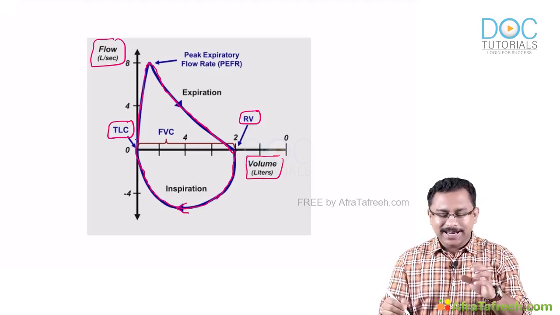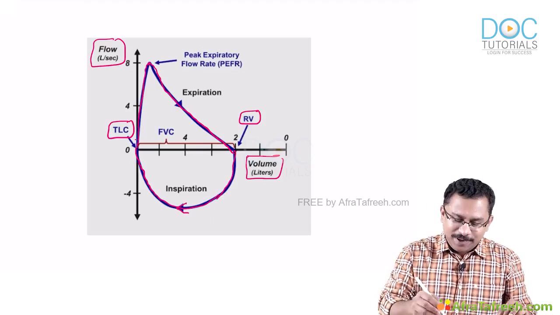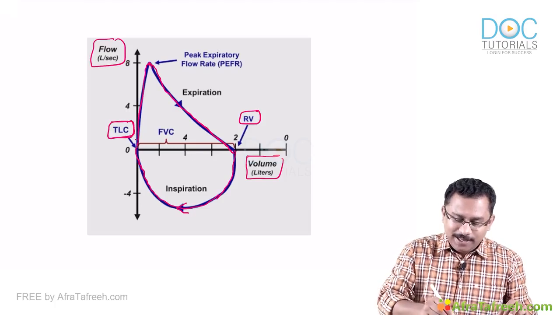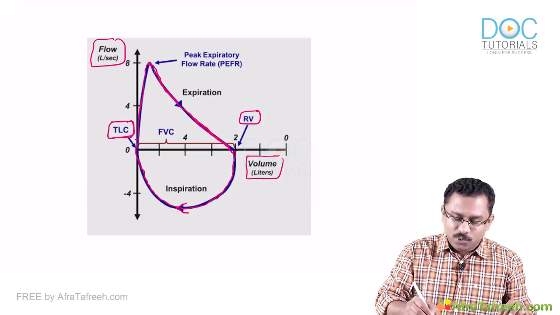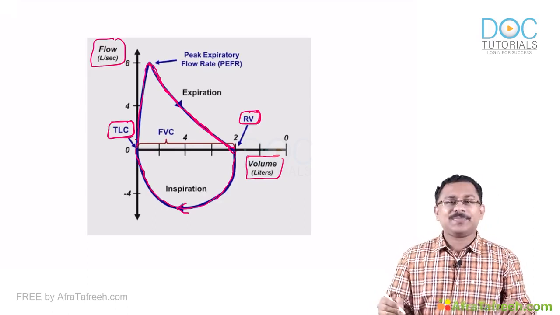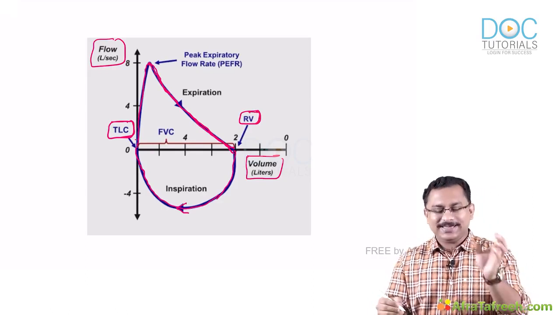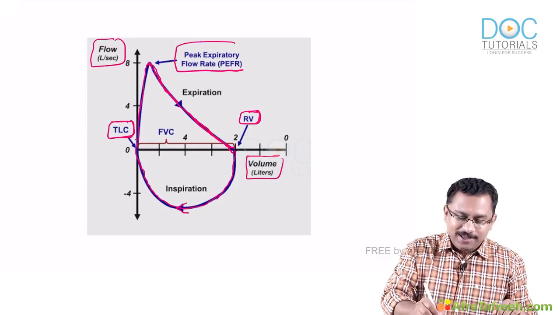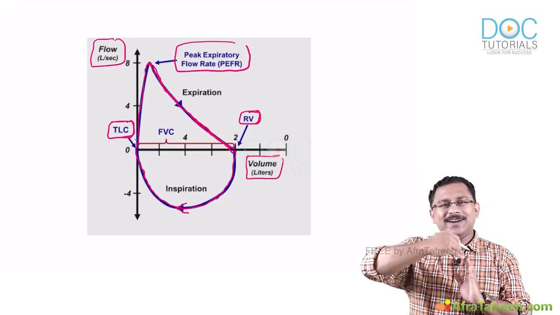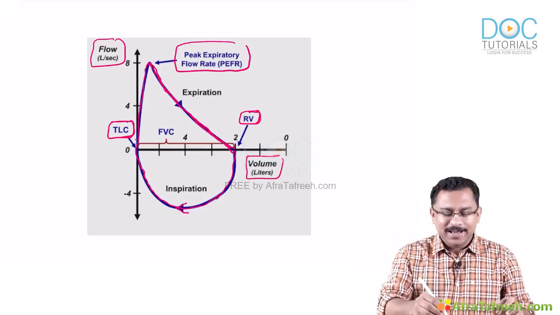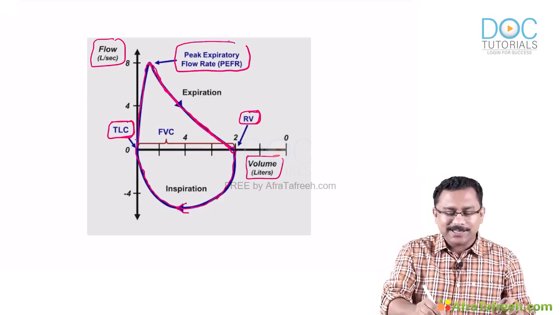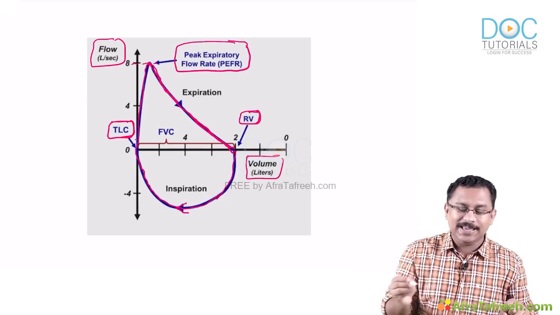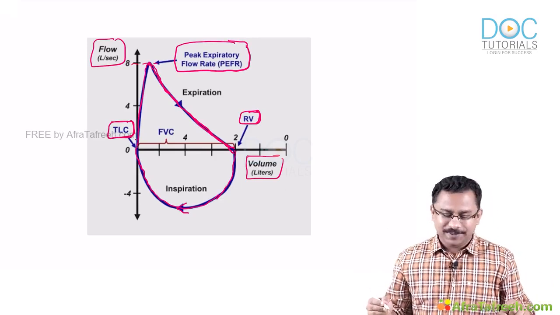So you must understand that from this total lung capacity, the patient is expiring to the residual volume here. From the total lung capacity, he is expiring to the residual volume. And as you can see, there is the expiratory part as an ascending limb, and that peak is referred to as the peak expiratory flow rate. Okay, this particular thing is the peak expiratory flow rate.